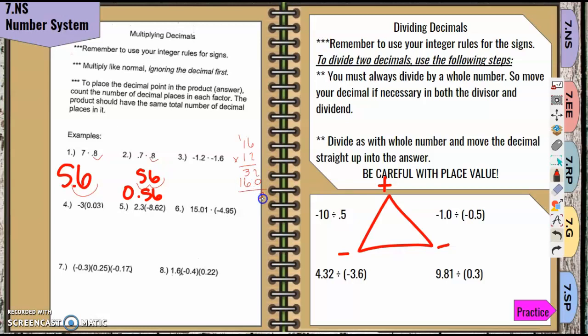2 plus 0 is 2. 6 plus 3 is 9. 1 plus nothing is 1. There are 2 decimal places in the factors, so I'm going to move the decimal place 2 decimal places in the answer, and my answer is 1 and 92 hundredths.